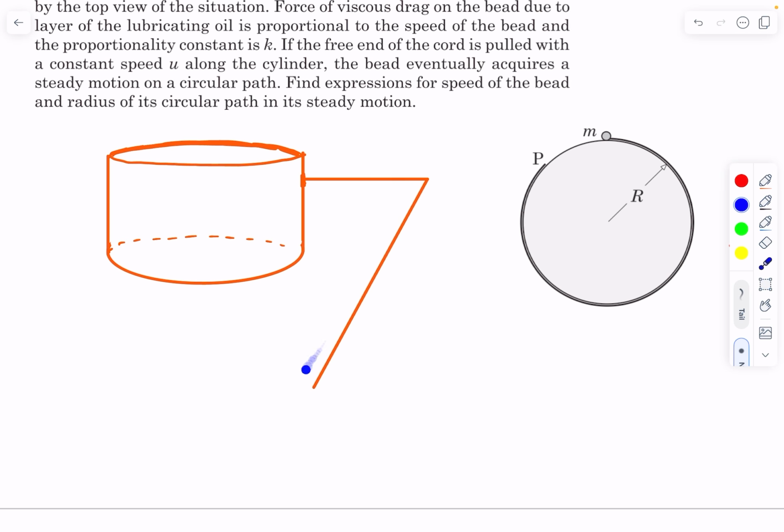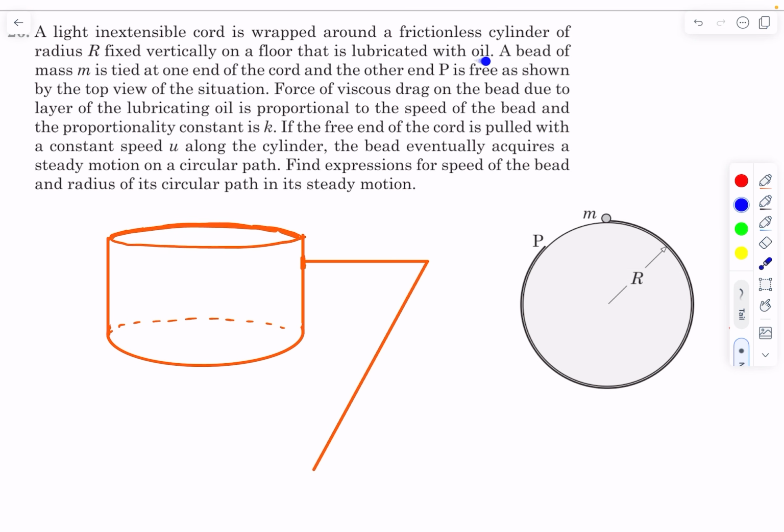So this is the floor and the cylinder is fixed on the floor, and it's given that the floor is actually lubricated with oil. Okay, now a bead of mass m is tied at one end of the cord and the other end is free as shown in the figure. Okay, so the end is over here and the bead is over here. Okay, the force of viscous drag on the bead due to the layer of the lubricating oil is proportional to the speed of the bead with proportionality constant K.